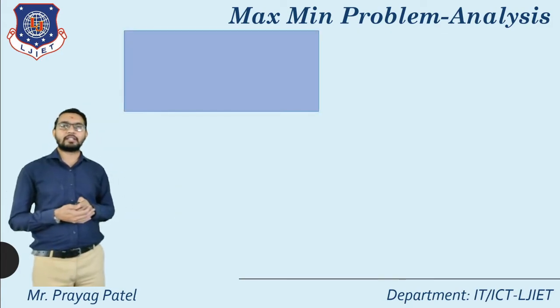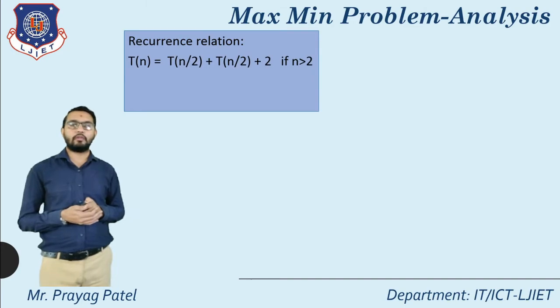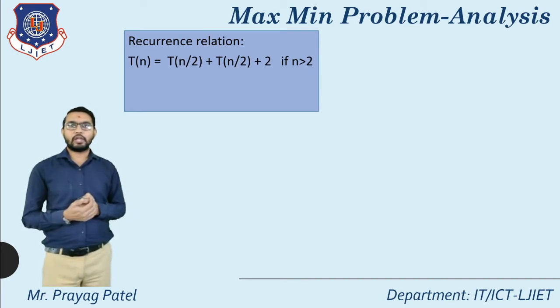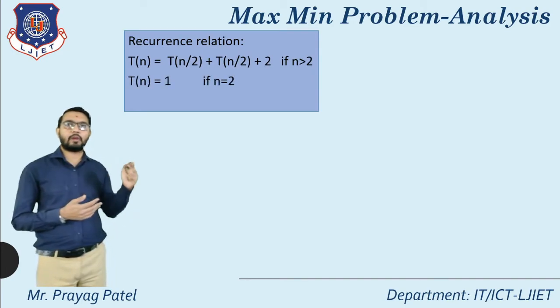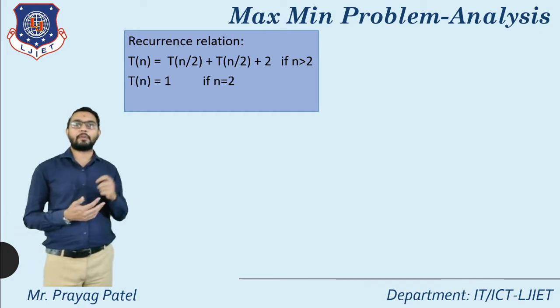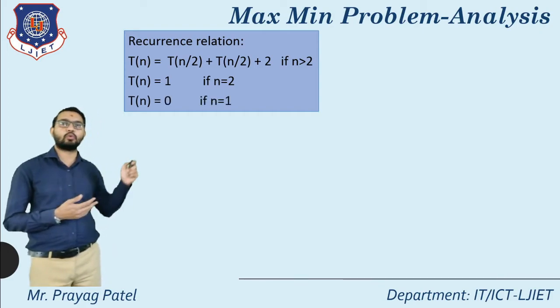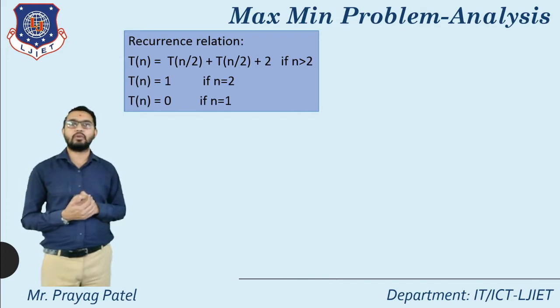Now solve this recurrence relation using any method of solving recurrence equations. So here the recurrence relation is T of n equal to T of n by 2 plus T of n by 2 plus 2, T of n equal to 1 if n equal to 2, and T of n equal to 0 if n equal to 1.